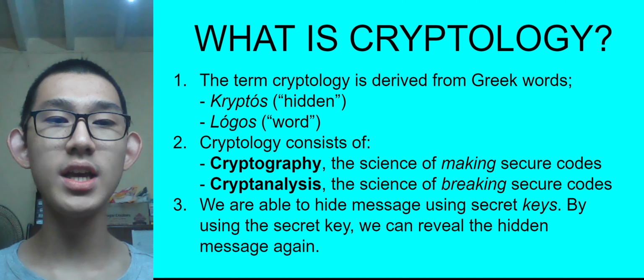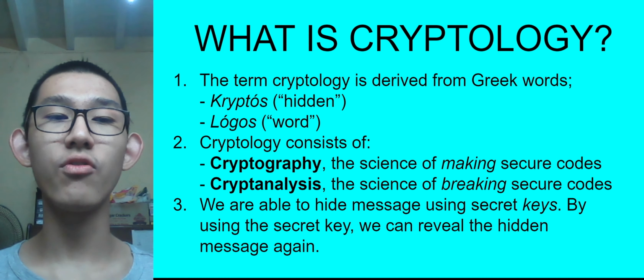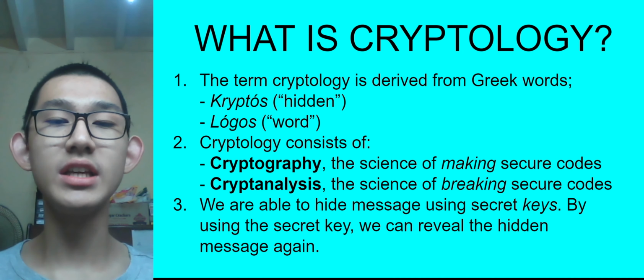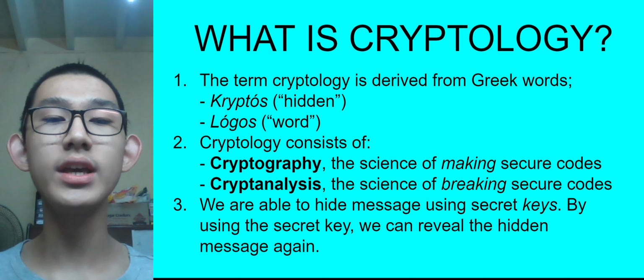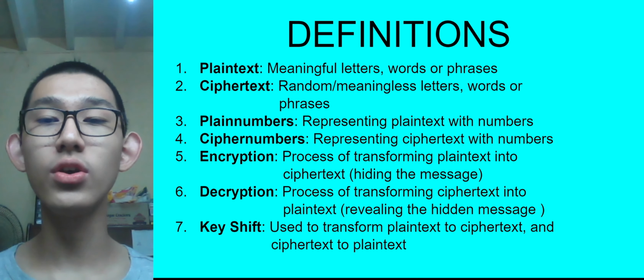The term cryptology is derived from the Greek words cryptos, or hidden, and logos, which is word. Cryptology consists of cryptography, the science of making secure codes, and cryptanalysis, the science of breaking secure codes. We are able to hide messages using secret keys, and by using the secret keys, we can reveal the hidden message again. These are some definitions that are important for you to know.